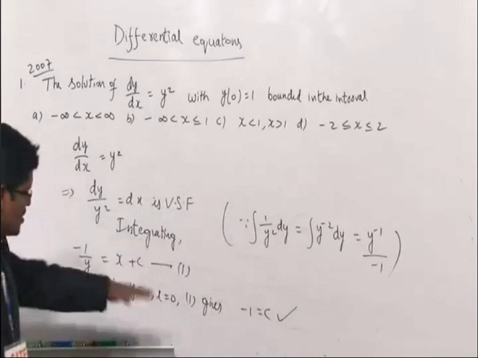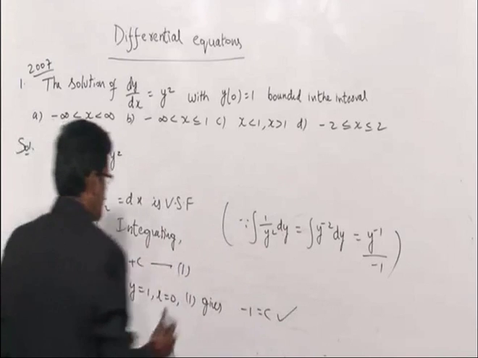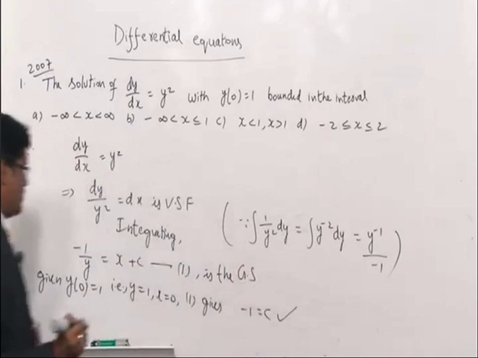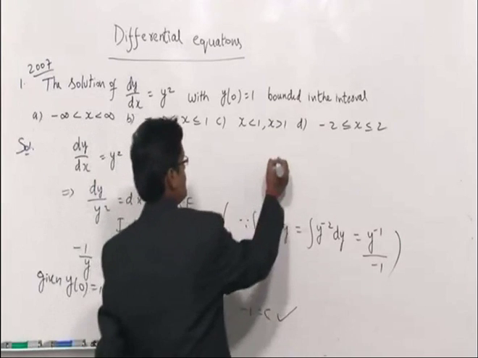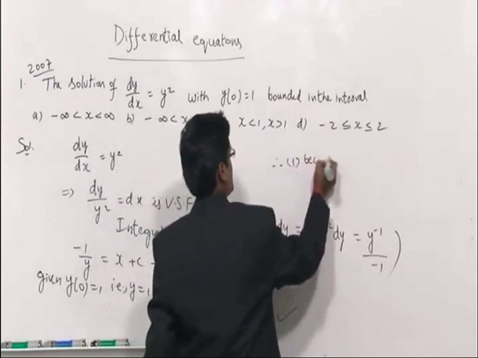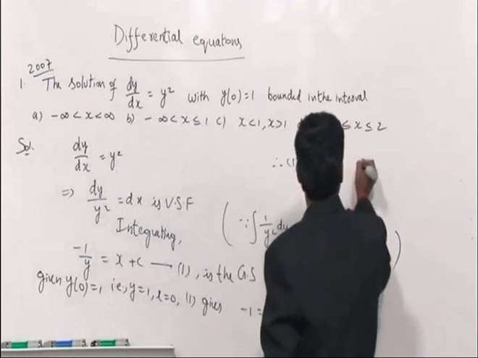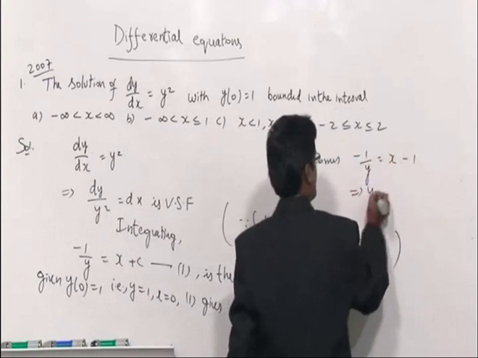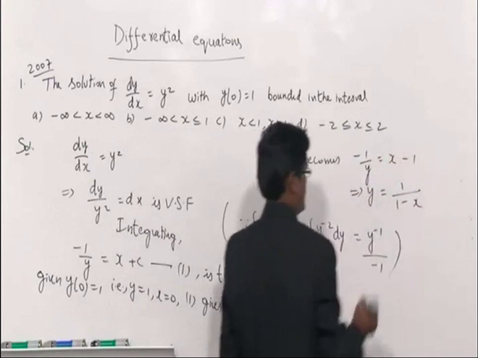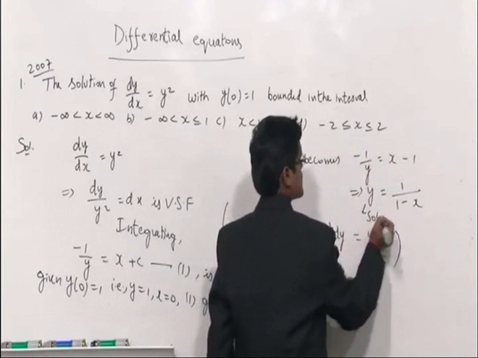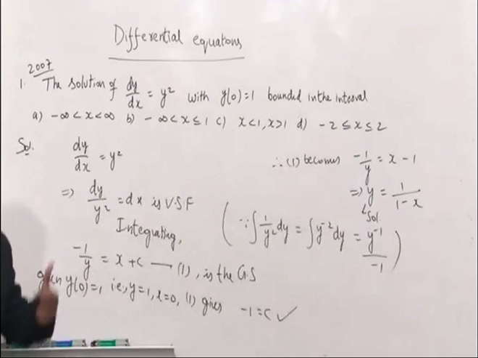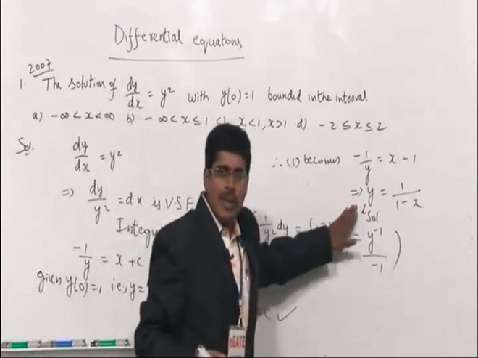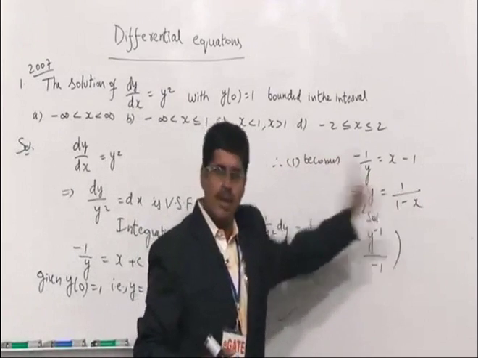Again go back to your solution and substitute this c value. This is the general solution, in short form GS. So therefore 1 becomes minus 1 by y is equal to x minus 1. From this I can write y is equal to 1 by 1 minus x. So this is your solution. SOL stands for solution. Finally, I expressed the dependent variable, the unknown function, in the beginning stage. Now it becomes the solution because we solved and got the answer.